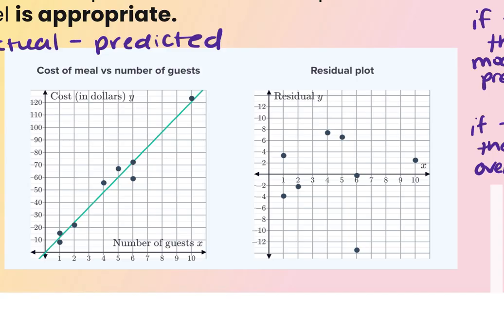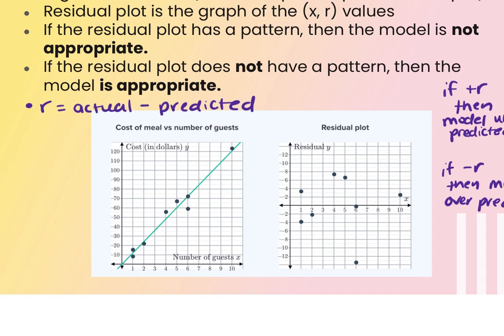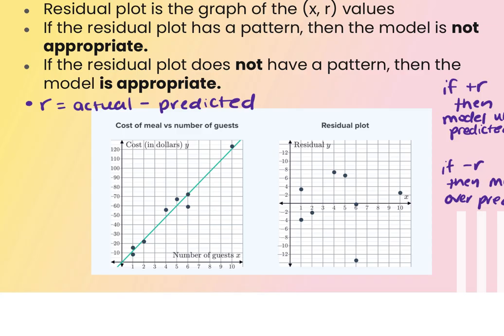So the distance between the x-axis and the dots on a residual plot is called R. The order goes actual minus predicted. So R equals the actual data minus the predicted data. And I remember it because A comes first. When I think, is it actual minus predicted or predicted minus actual, I just remember A comes first. So it's actual minus predicted.